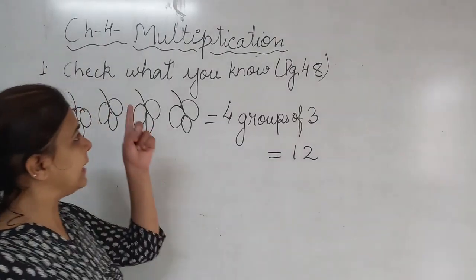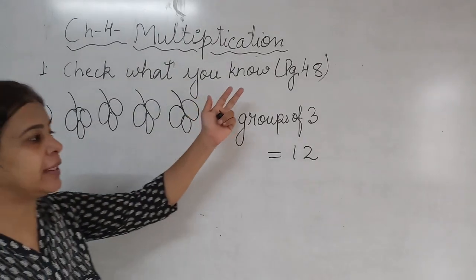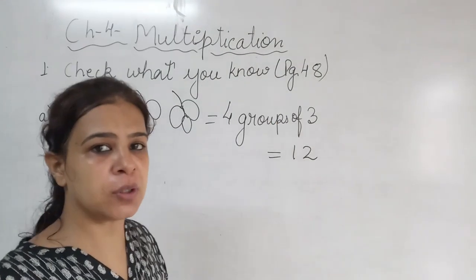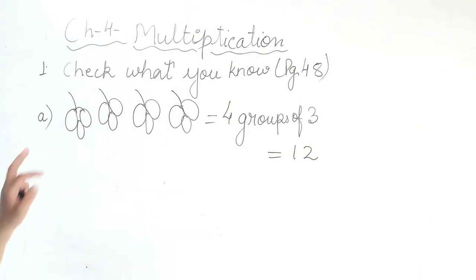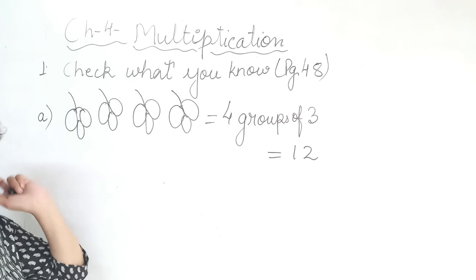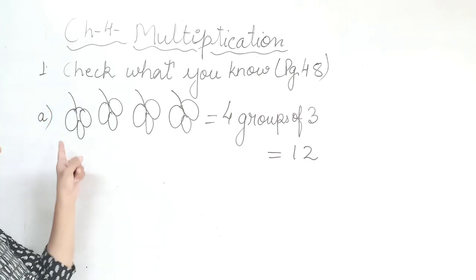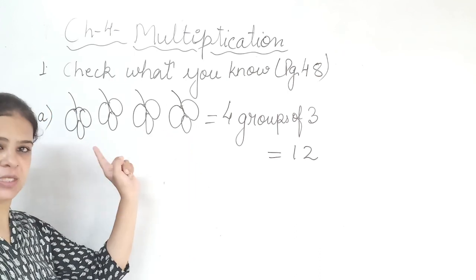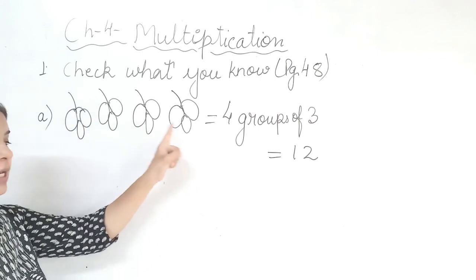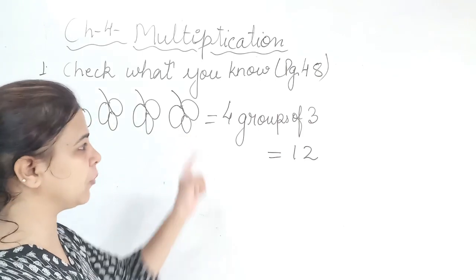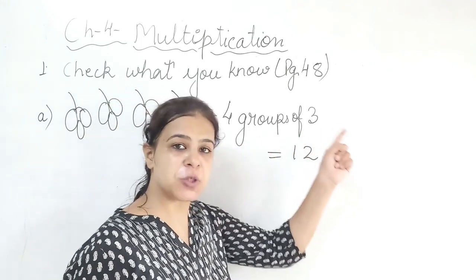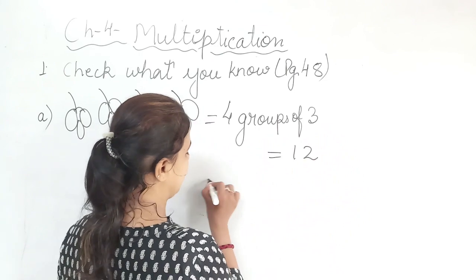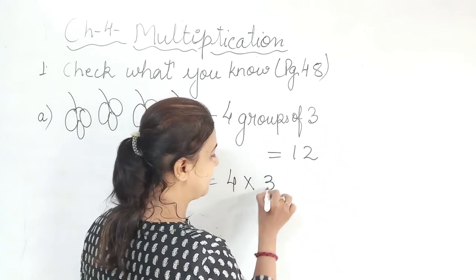Now children, there is page number 48, Check what you know. It is given in your maths time book. You all can see these cherries given in your maths time book. Question number A. These are the 4 groups. 1 group, 2 group, 3 group and this is the 4th group. So I have written like this: 4 groups of 3. 4 groups of 3 means we can write 4 multiplied by 3.